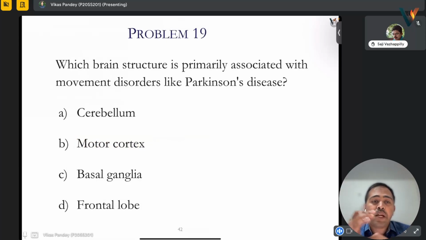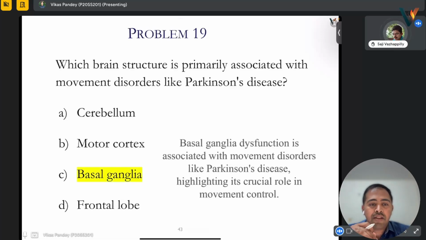Which brain structure is primarily associated with movement disorders like Parkinson disease: cerebellum, motor cortex, basal ganglia, or frontal lobe? That is basal ganglia, sir. In your basal ganglia summary, you said. Yes. So basal ganglia dysfunction is associated with movement disorders like Parkinson disease. That is why it has a crucial role in movement control.